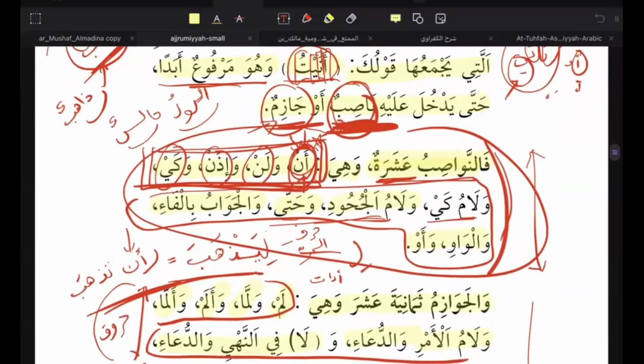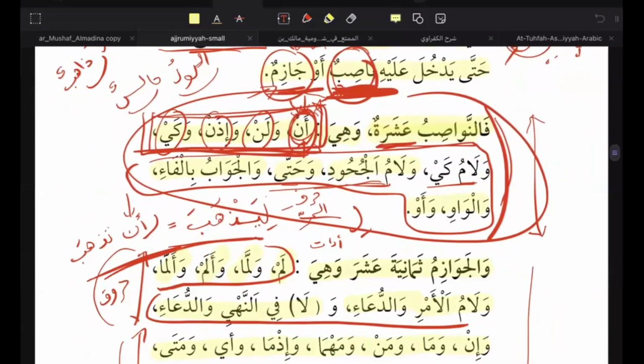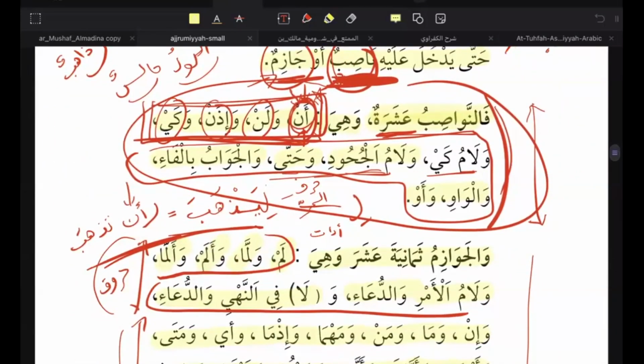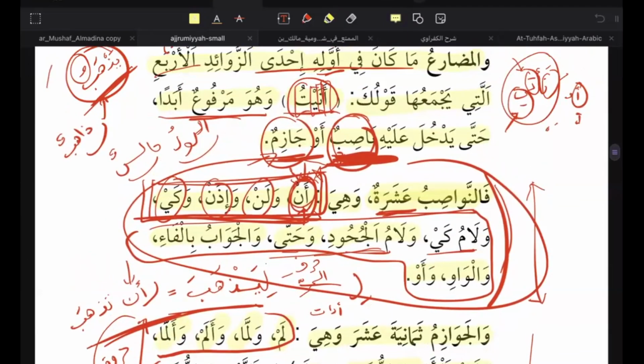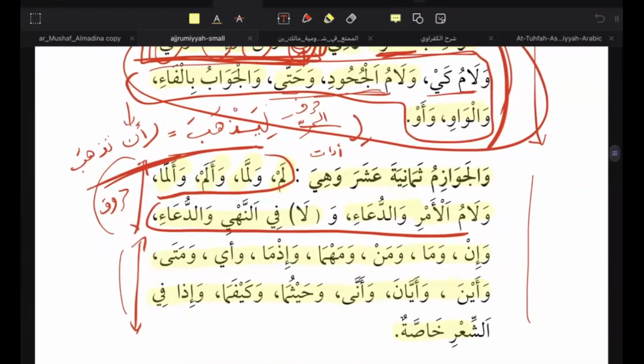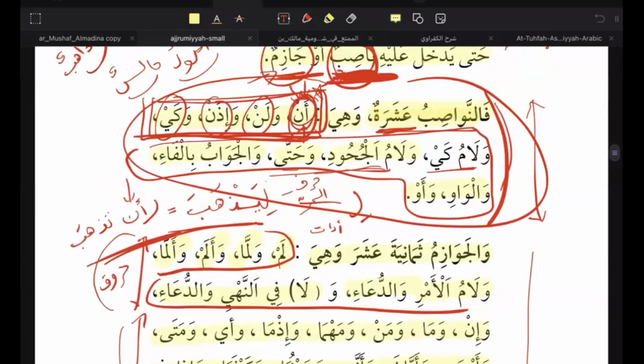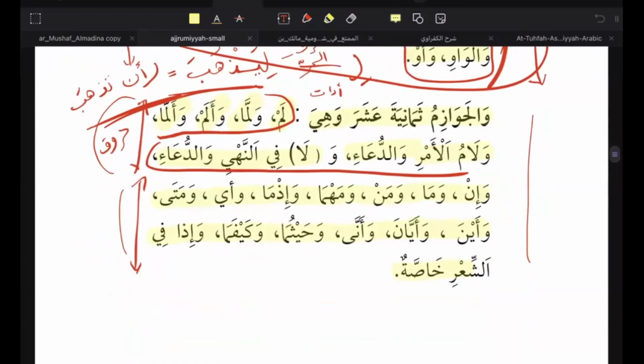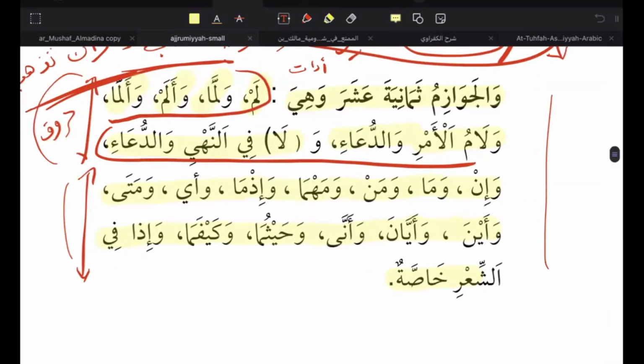In the last class, we were talking about the jawazim of the fi'l. So we talked about most of them. Remember, the author mentioned that there are 18 tools that make a present tense verb into majzum. He did not mention anything else, and then he just listed them. And then in the sharh, we understood that we can divide the tools into two parts.